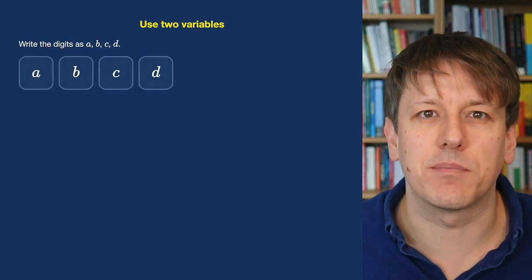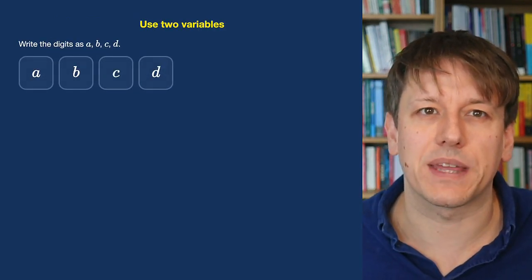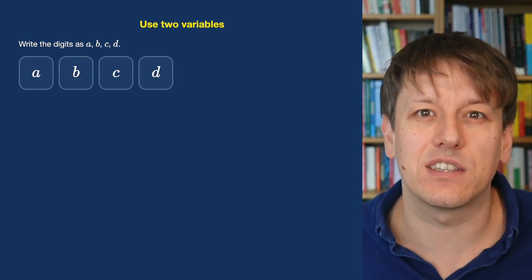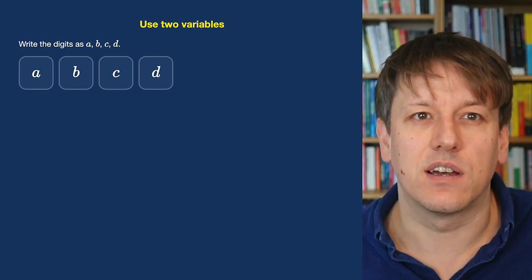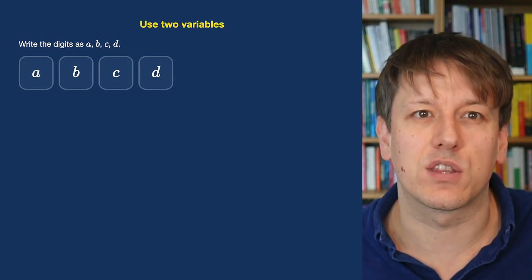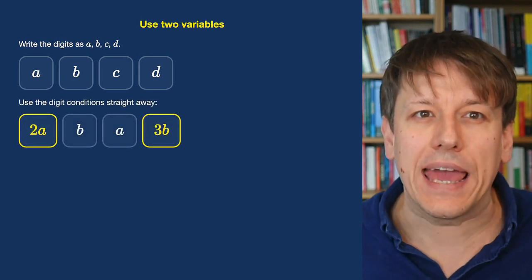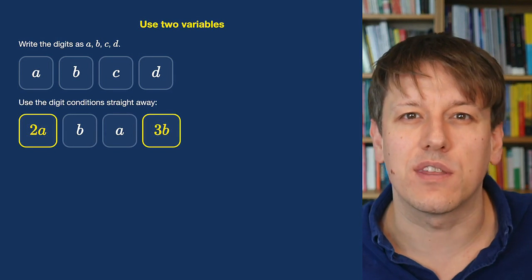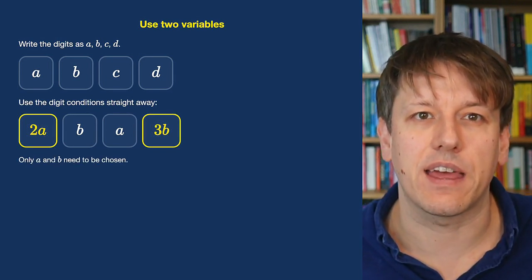So you might begin by naming the digits A, B, C, and D, and you could do that. Introducing something algebraic is certainly the right instinct. We could also just build in these digit conditions straight away by saying that because the first digit is double the third and the fourth digit is 3 times the second, we could write them as 2A, B, A, and 3B, and this is better than starting with 4 different variables. We've only got 2 to find here, the A and the B.